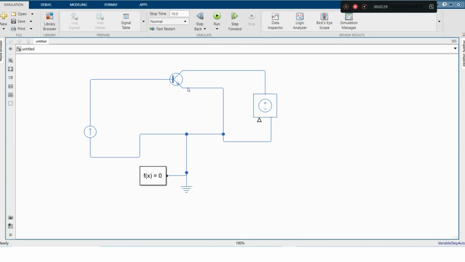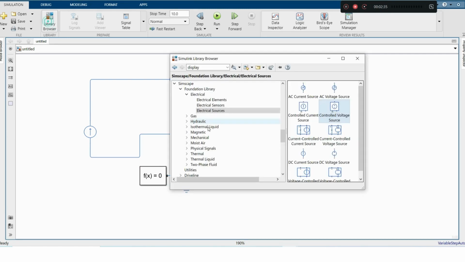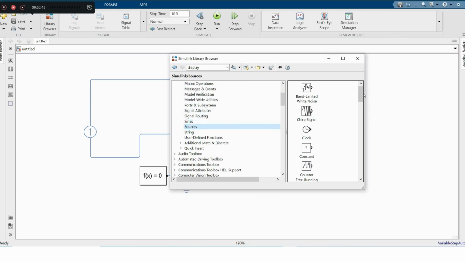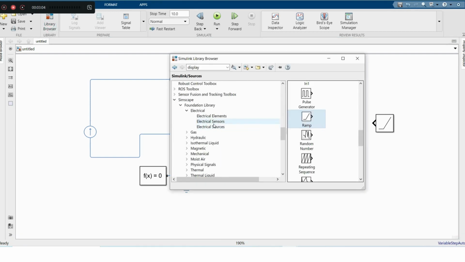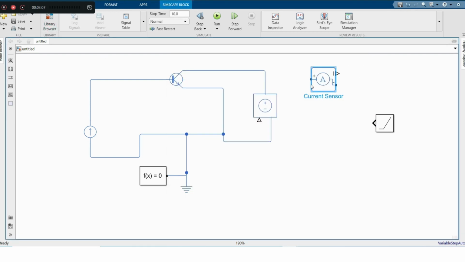For giving voltage across collector and emitter, I'm taking a ramp function. Ramp is present under Sources, and here is the Ramp function. Okay, and we need a current sensor for measuring the IC current, the collector current, and the current sensor is under Electrical Sensors, Current Sensor.